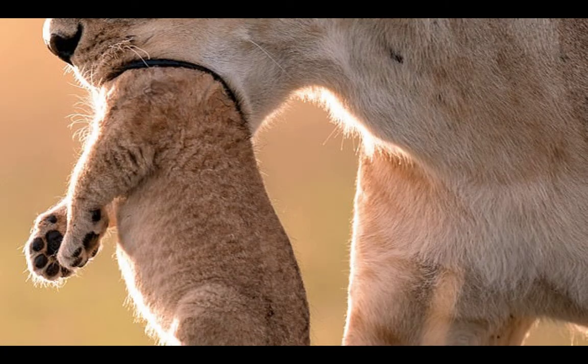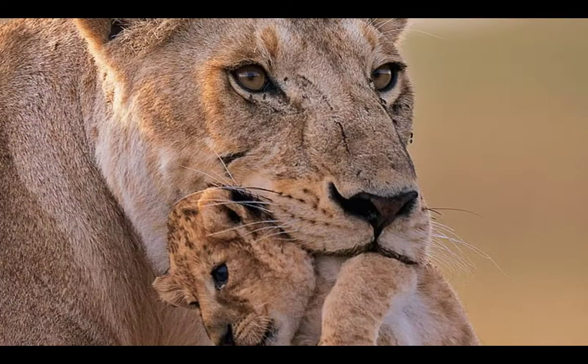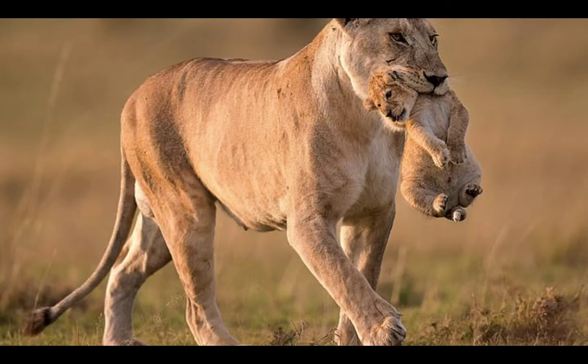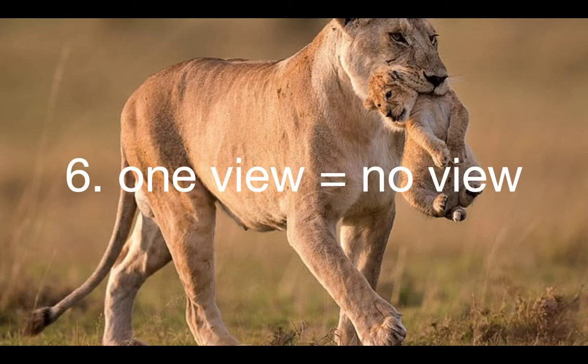Next, if you see something in one of the views, you want to look for it in the other views. And typically when we're talking about echoes, one view is no view. You should really work to obtain at least 3 out of the 4 views in order to help you really tease out what's going on. And again, practice, practice, practice.